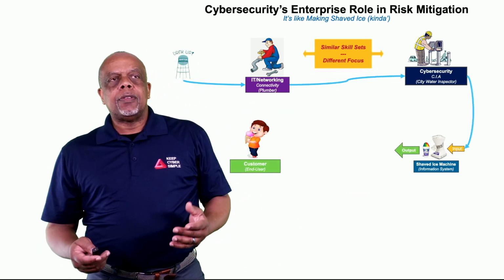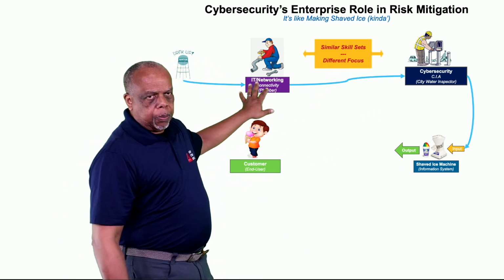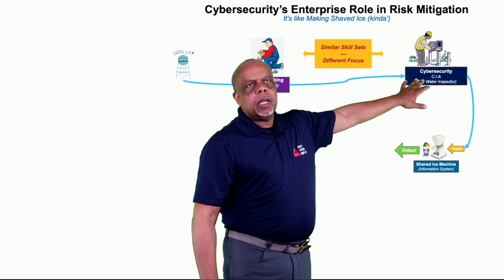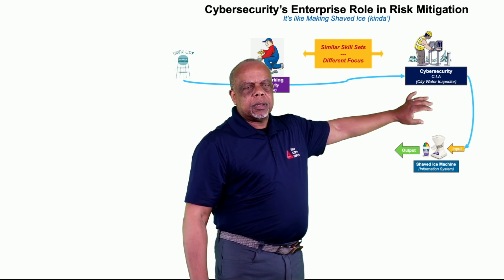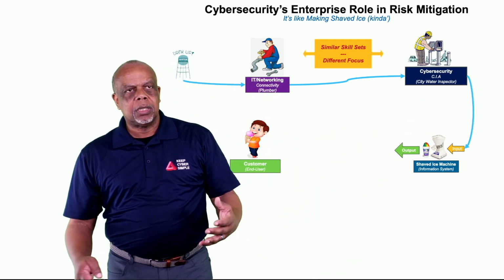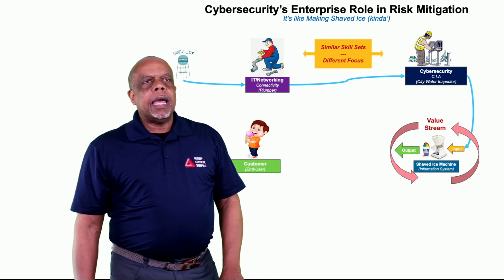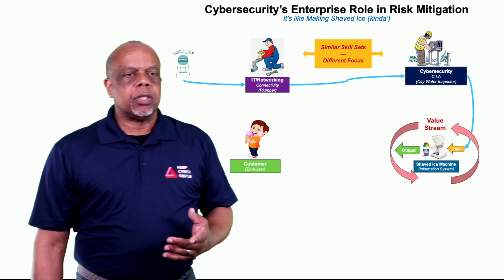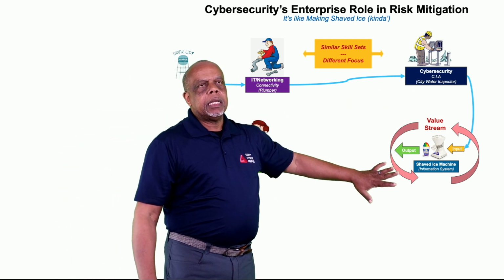Now, how do we get shaved ice? Well, now that we've got IT, the plumbers, who got the water to the building, we have checked it out. It's good to go. The quality, everything needed for that water, is good. Then it comes down here to this little shaved ice machine. This is where we have an input and an output, right? And that's the value stream of your organization right there. That's where we take raw materials, bring them in, and add value.